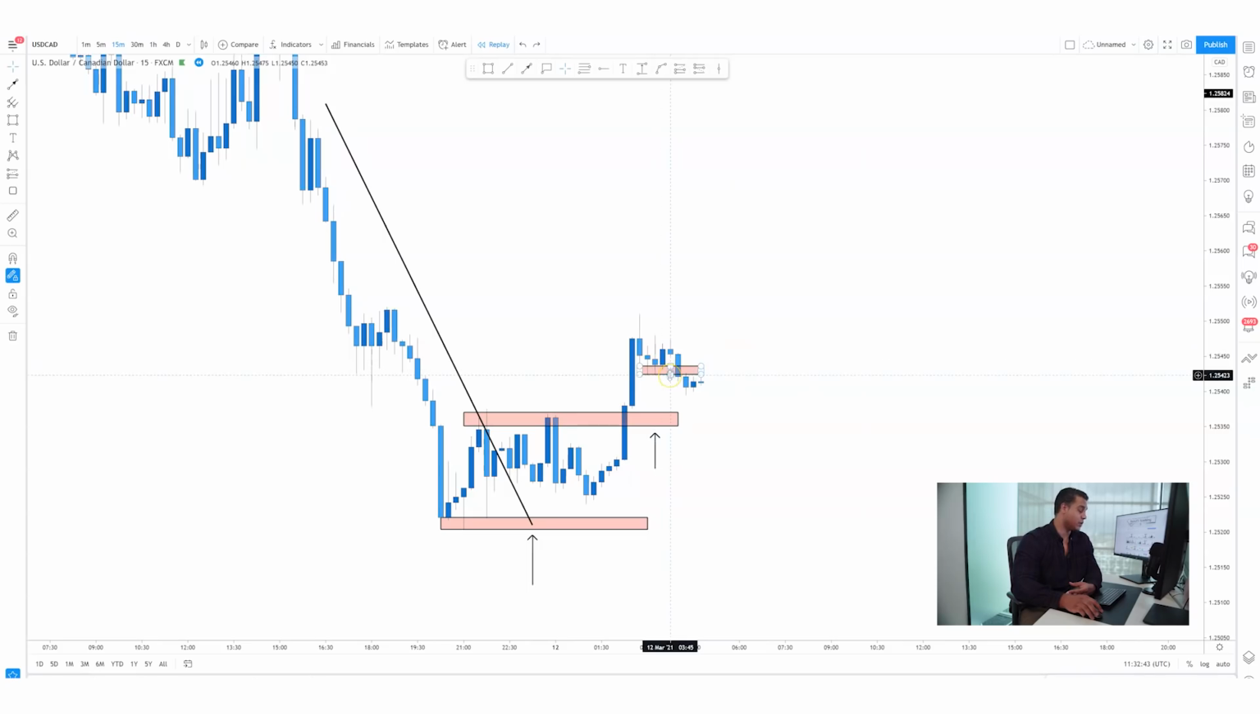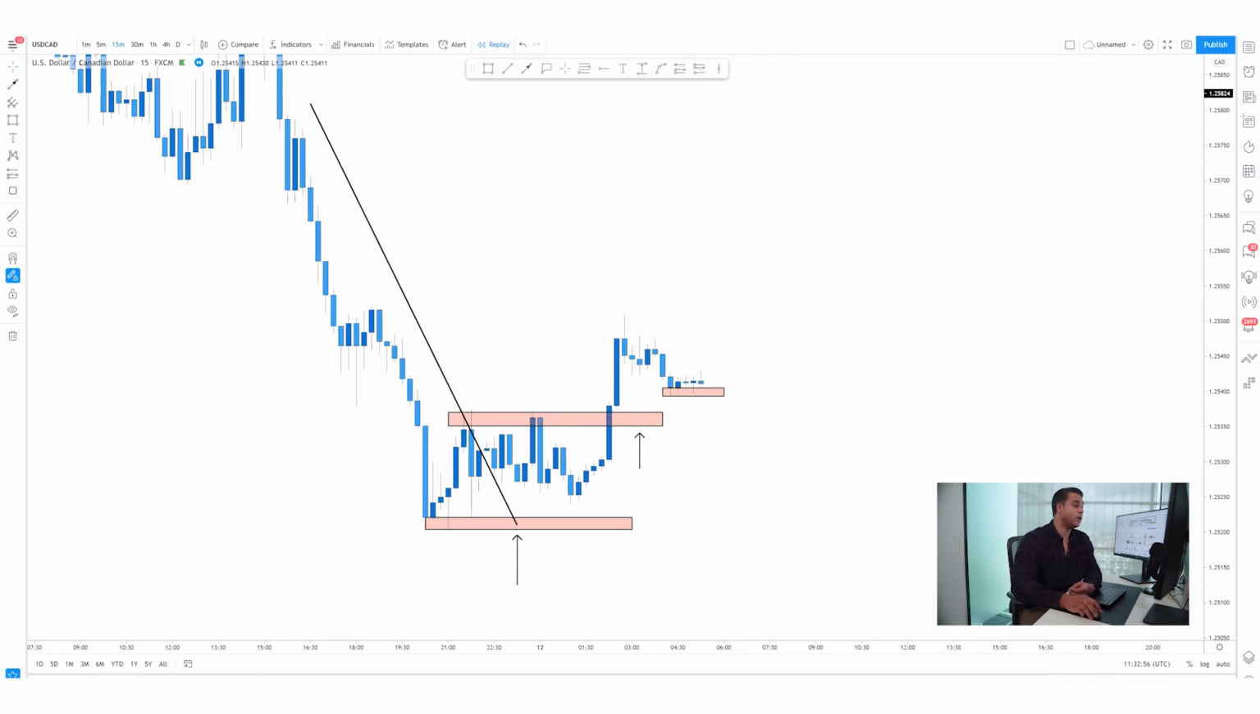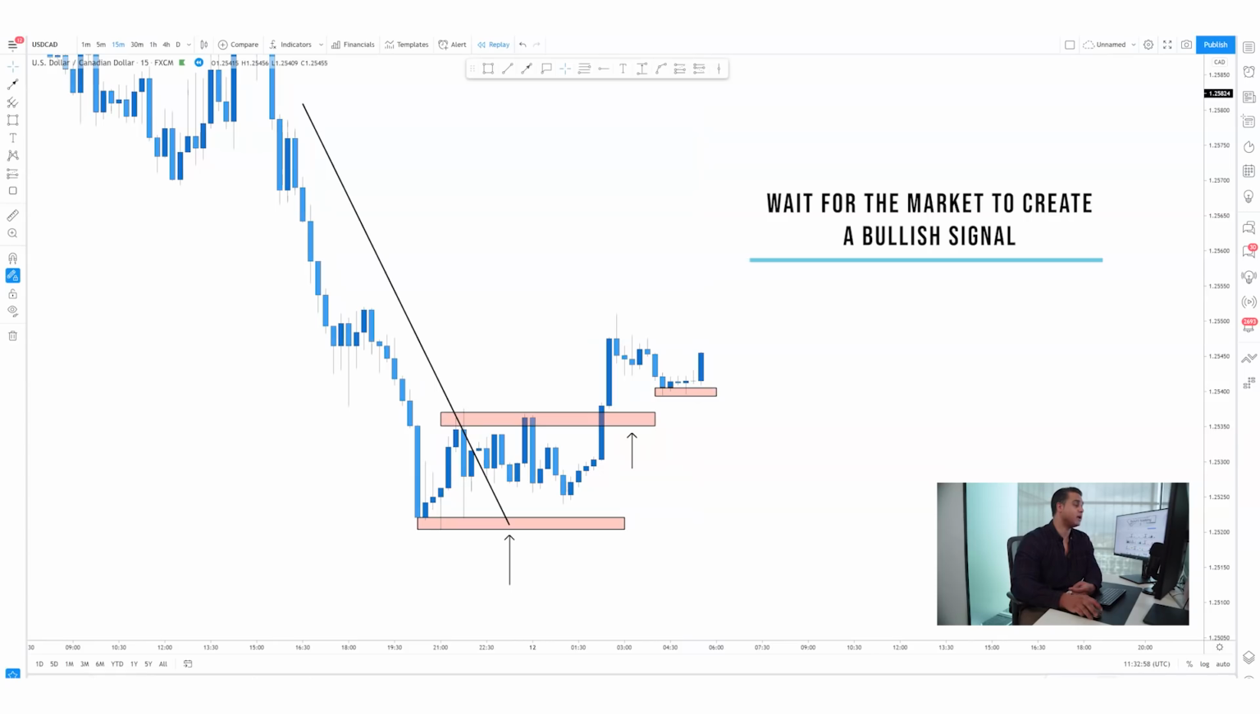So in this instance, we don't have the level yet. What we're waiting for the market to do is create a level of multiple wick rejections, like so. If this doesn't play out, that's fine. This will illustrate what I'm trying to illustrate here. And then what we're looking for is the market to create a bullish signal.